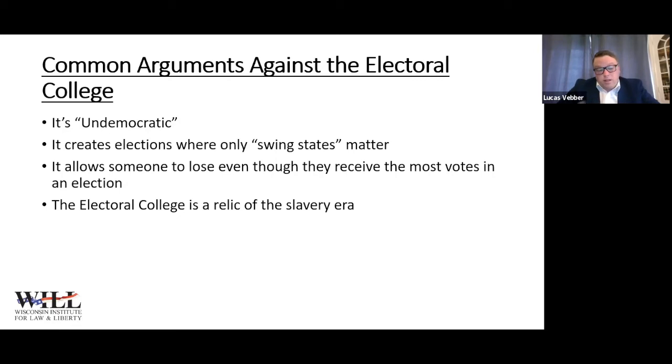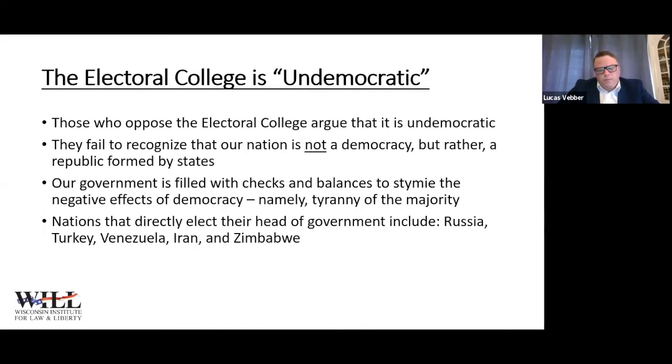But they argue it's undemocratic. They argue that it creates elections where only swing states matter. They argue that it allows someone to lose even though they receive the most votes in an election. And most egregiously, they call it a relic of the slavery era, somehow trying to tie the Electoral College to slavery. I'll just kind of take each of those in order really quick.